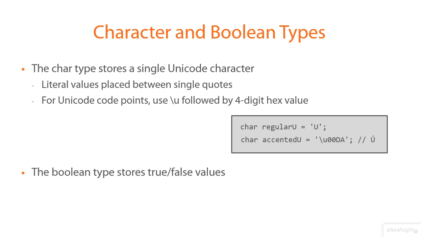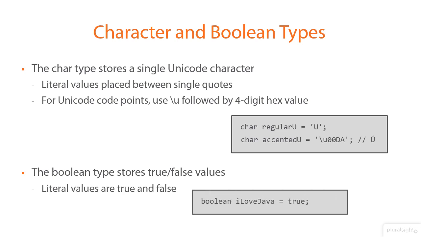And then finally we have our boolean types. Right? Boolean types store true and false. The literals for that are true and false. So if I say boolean iLoveJava equals true.